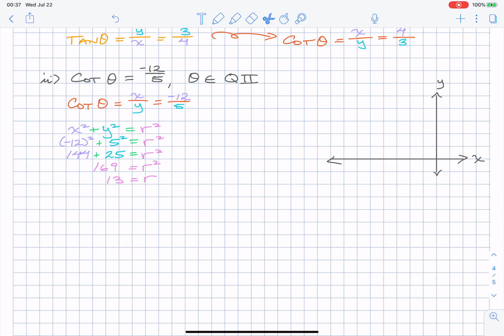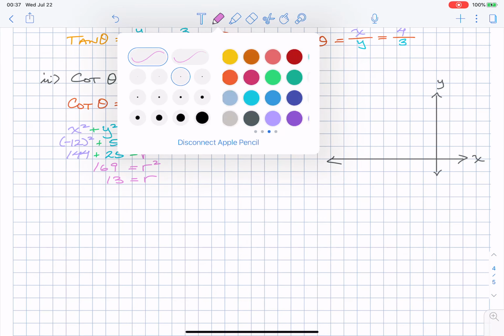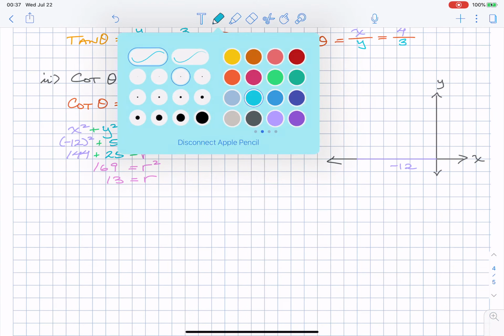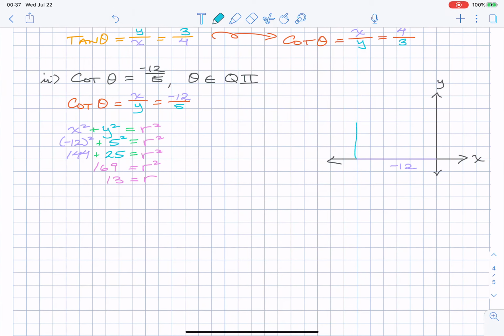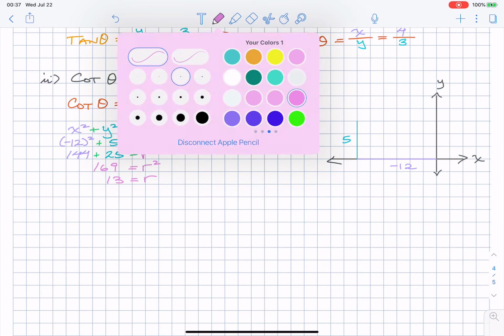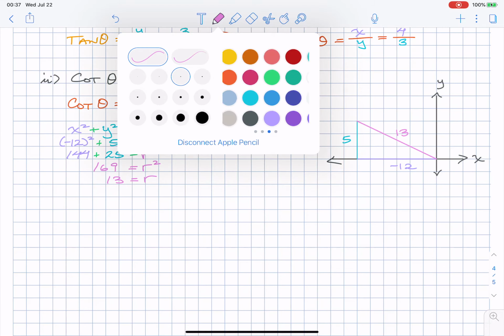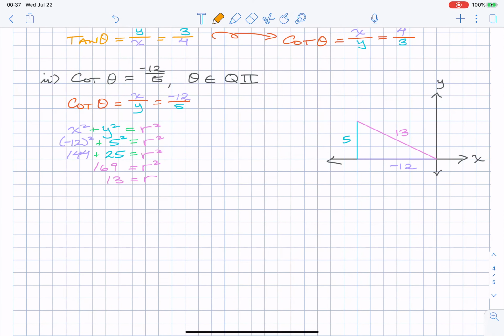So basically what we have is a negative x, so let's assume that this is 12 here. So negative 12 on the x. Then we're going up 5 on the y. Assume that this is 5 on the y in quadrant 2. Then our radius here will measure 13. So the angle theta that we're concerned with as measured from the positive x-axis is here. So that would be theta.